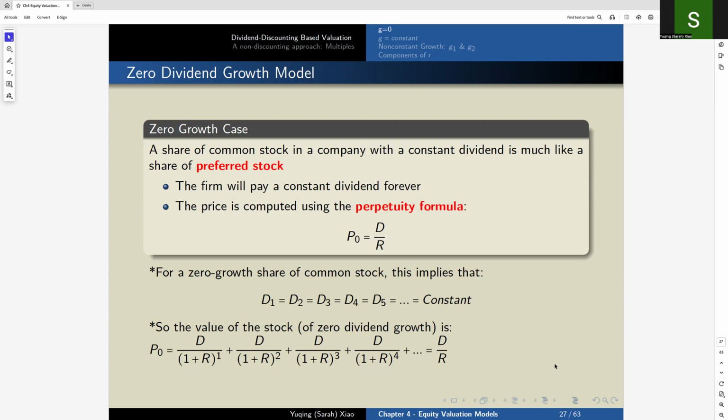Suppose a firm promises to pay... However, a share of common stock in a company with a constant dividend is much like a share of preferred stock.